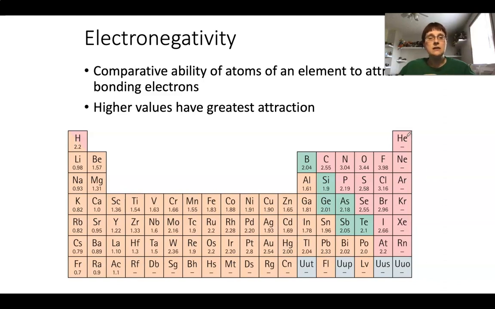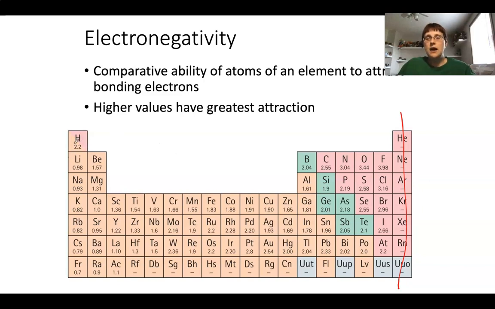So you can see here, the noble gases, these guys have dashes. That's because they have no electronegativity. Again, they have those full valence shells. They're not going to be attracting anybody. They're not going to be doing any bonding. So let's take a look at the other ones.